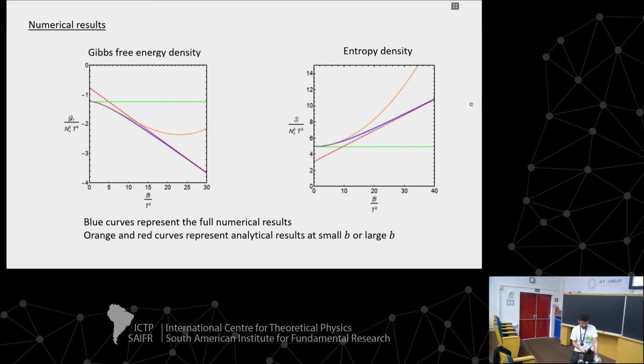Interestingly, what happens is that, for example, the entropy initially scales with T cubed, but then for very large B, it scales with B times T. This S over T cubed will scale linearly with B over T squared. And this is consistent with dimensional reduction, as I will say a little bit more later.